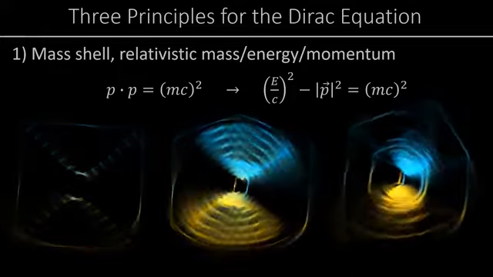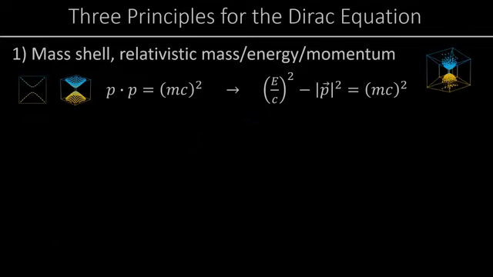So, four-momentum is a 4-vector. And if you want to split that up in terms of energy and momentum relative to a given coordinate system, you can do that, and applying the Minkowski metric, we see that (E/c)^2 minus the magnitude of the 3-momentum squared equals (mc)^2. That is the equation that we're going to be working with for the mass shell.